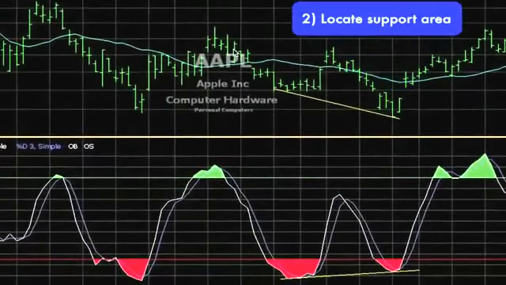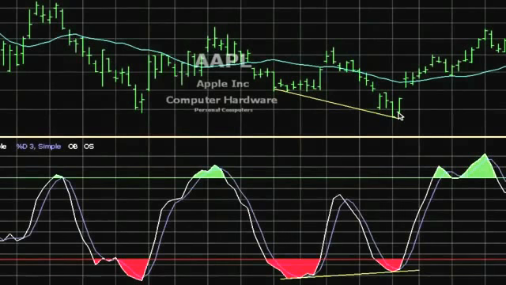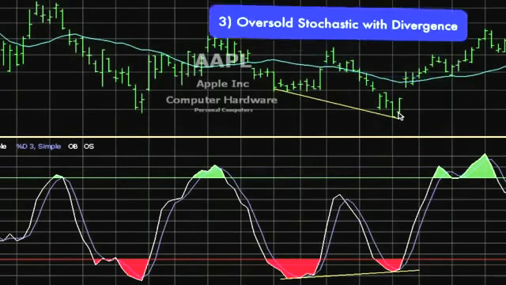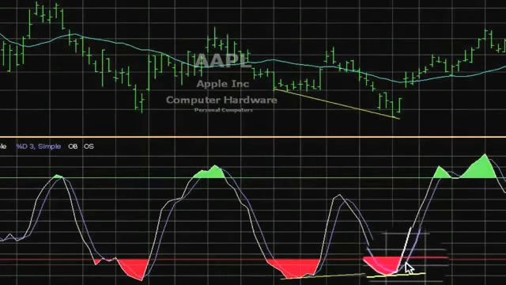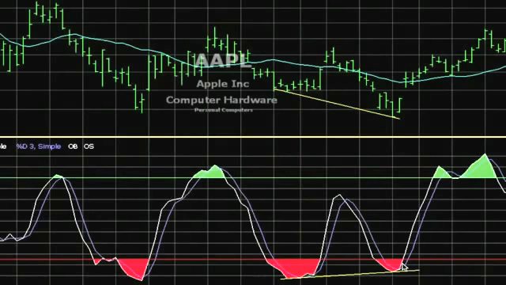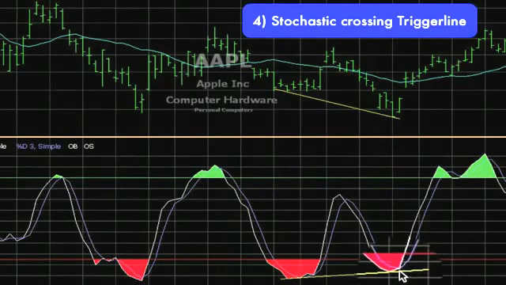Second, I look for support areas. I see that this low is equal with this low. So it seems that there's support down here. And third, I look for oversold stochastic with divergence. We got oversold here and divergence because price makes a lower low compared to this low and stochastic makes a higher low compared to this. And fourth, I look for the crossover, the stochastic crossing up through the trigger line, which happens here.